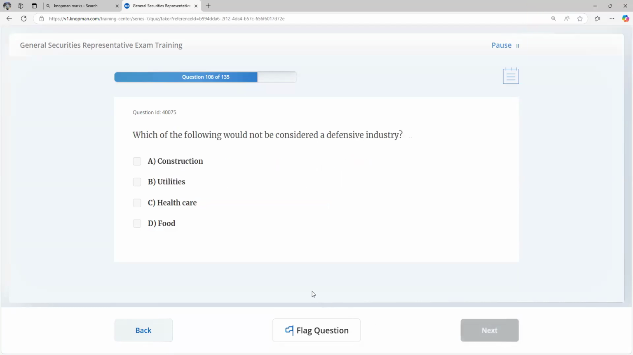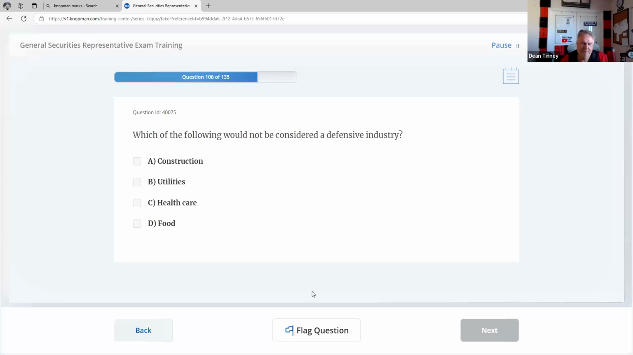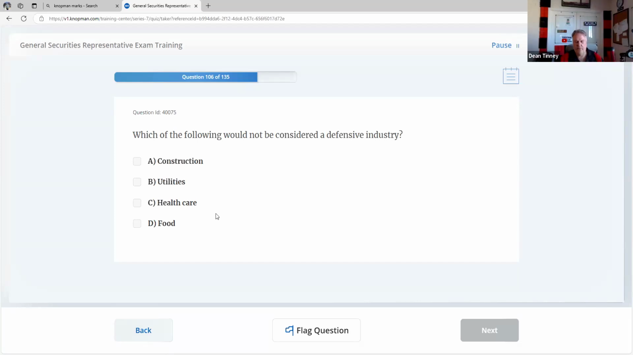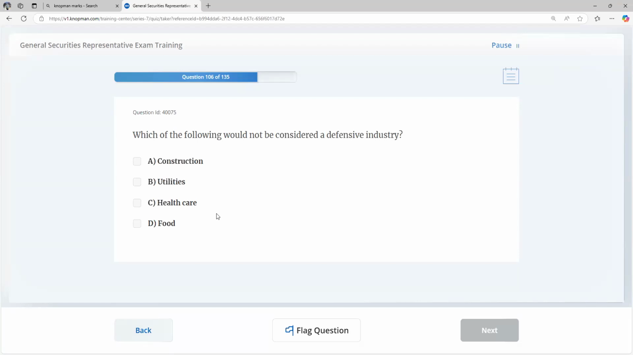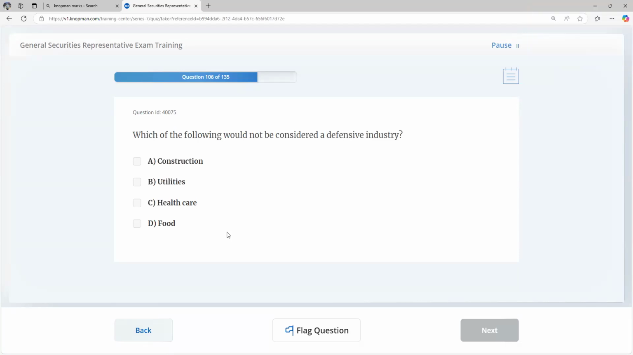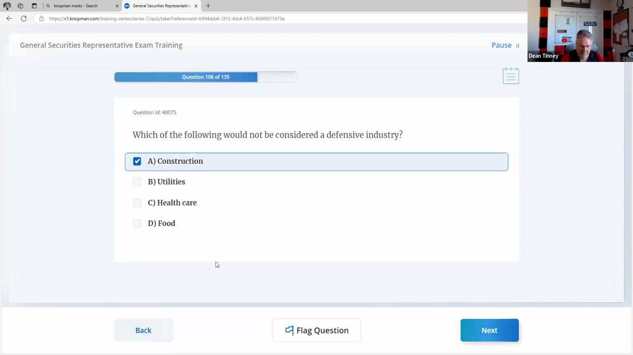Which of the following would not be considered a defensive industry? Construction, healthcare, food. Well, food is, right? Of course, you got to eat regardless of the business cycle. Healthcare is. Definitely, if you're sick, you got to go see the doctor. Utilities is. Absolutely. So construction. Yeah, you could delay building a new building, right?